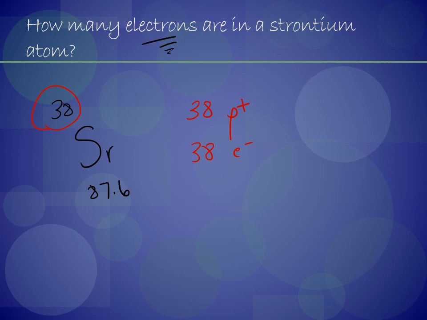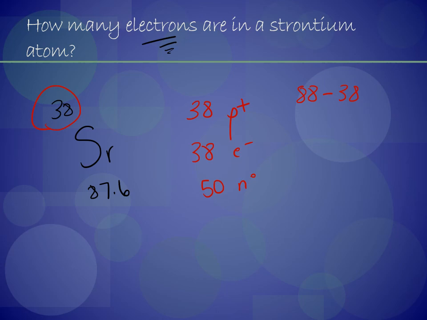And then neutrons is going to be your atomic mass, subtract your atomic number. So this will get rounded to 88. So we're going to do 88 subtract 38, which will give you 50 neutrons.